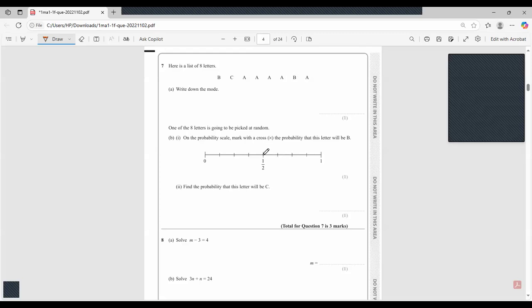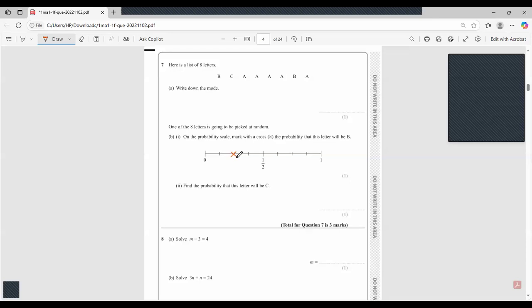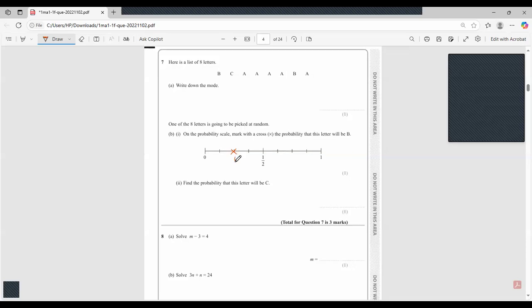And 1/4 is in between half and 1. Sorry, did I just say half and 1? It's in between 0 and half. So it's going to be here. Do you agree with that? Yes. 1, 2, yes. Okay. All righty. So we move on. That's 1/4.